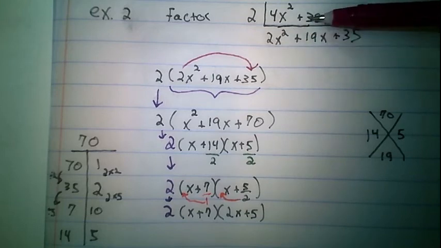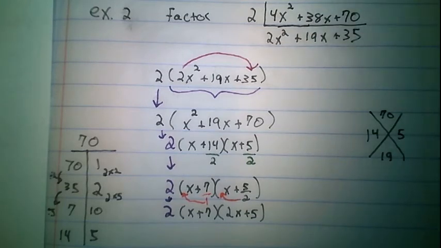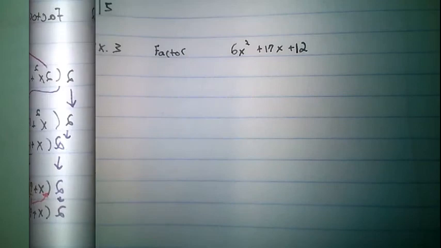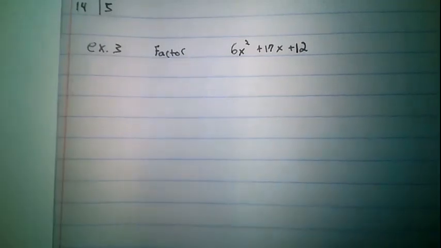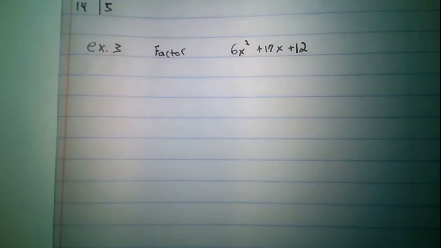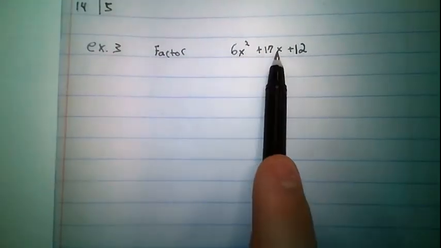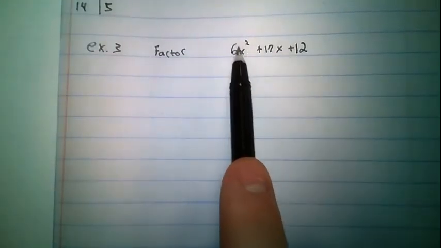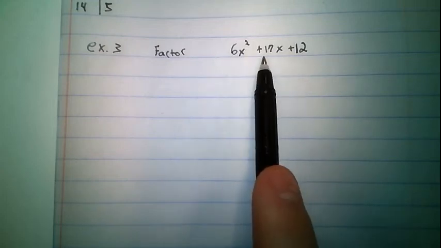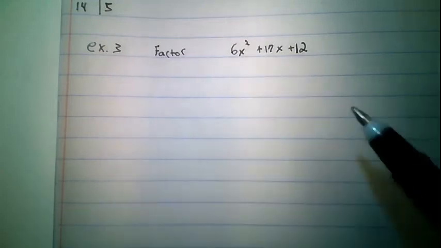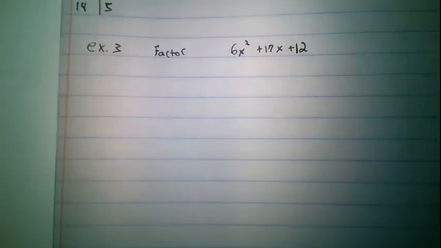original quadratic. Our final example before you do the on your own problem is to factor 6x squared plus 17x plus 12. So we first want to look and see if there's a greatest common factor we can take out. No variable we can take out, but numbers 6, 17, and 12, so there's no common factor in there. So there's no greatest common factor.